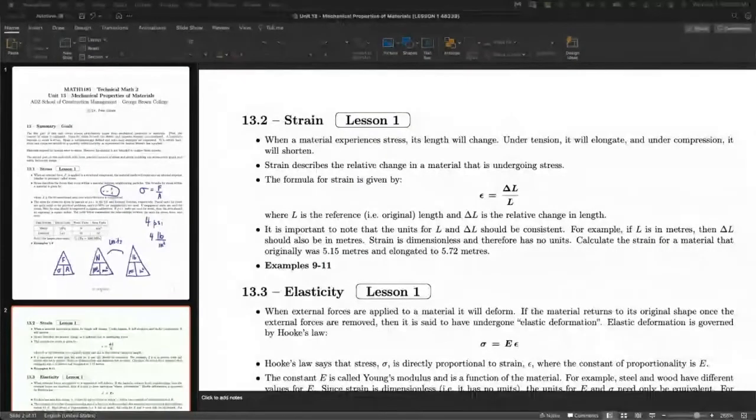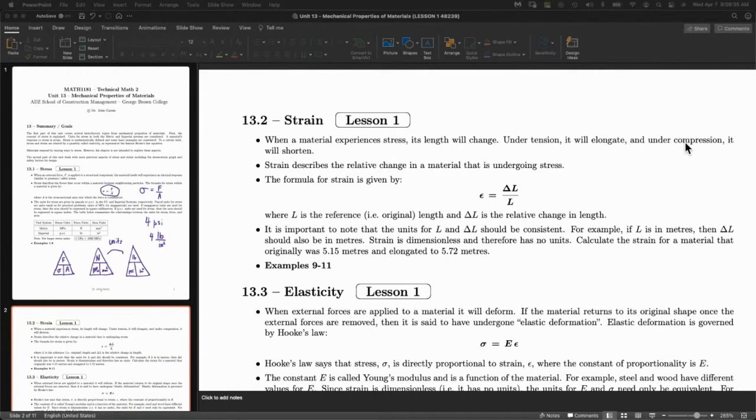What is strain? Now that you know materials are subject to forces, and those forces are transmitted through the material as something called stress, when the material undergoes stress, it's going to change somehow, geometrically. For example, under tension, if you have a wire or a cable, it's going to elongate. And if you have a column that is being compressed, it'll shorten.